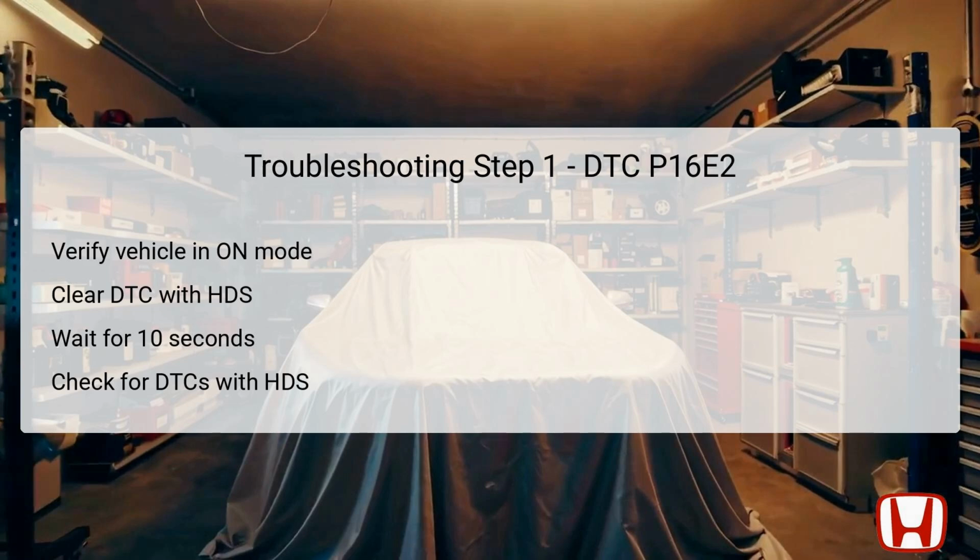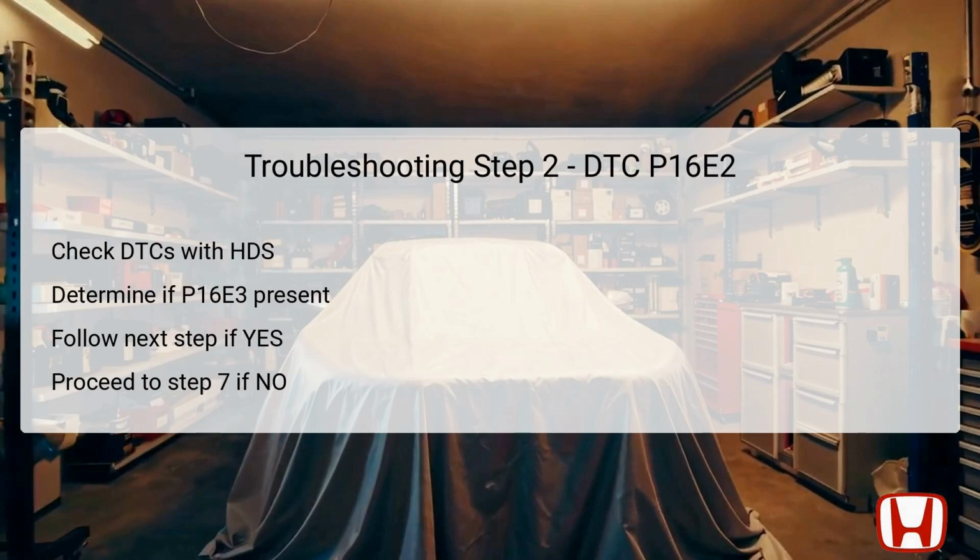After clearing the DTC, it's important to wait approximately 10 seconds before checking for any pending or confirmed DTCs once again with the HDS. This helps to determine if the error persists or is potentially intermittent. If DTC P16E2 is still indicated, it signals a confirmed failure, leading to further troubleshooting steps. Conversely, if no DTC is present, it may suggest a temporary issue that requires inspecting for loose connections or poor terminals, particularly at the alternator and PCM.